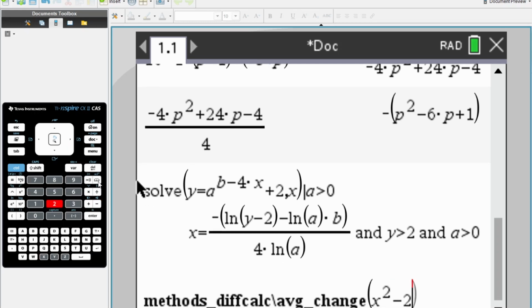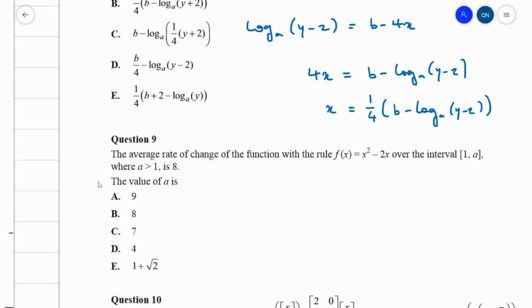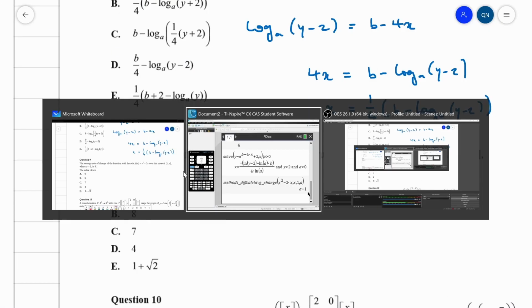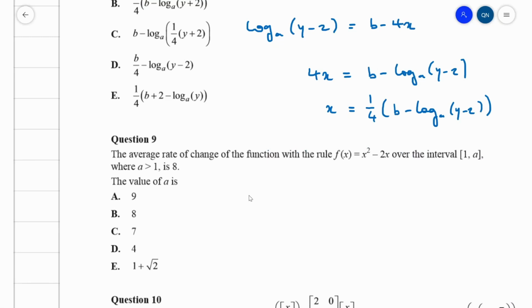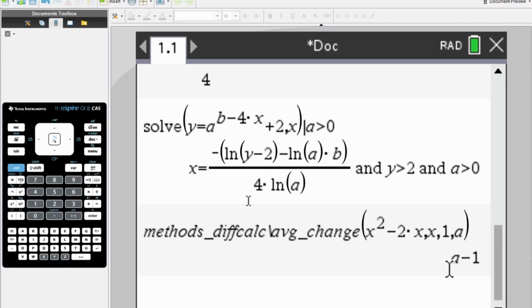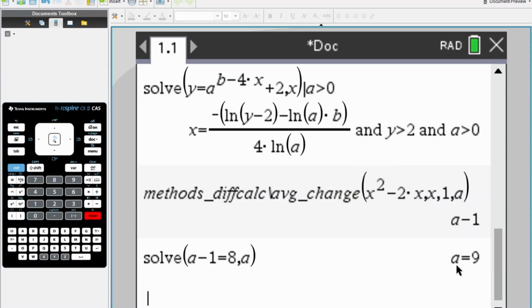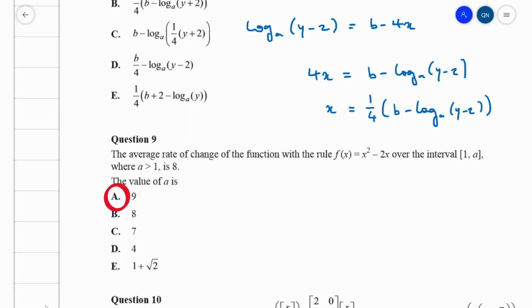but I'll just use average change. We'll do x squared minus 2x, x, comma, we're going from 1 to a. That gives us a minus 1. We want a minus 1 to be equal to 8, so that means a must be equal to 9. If it was something more complicated, you would use solve, you'll take this and set it equal to 8, comma a, and yeah, the answer is indeed a equals 9.